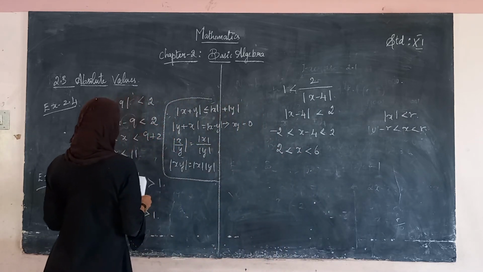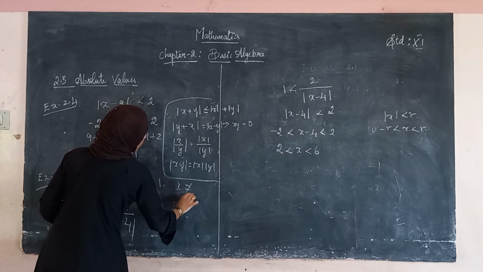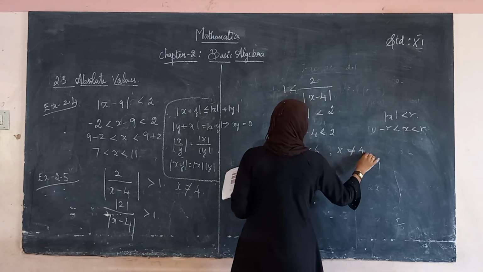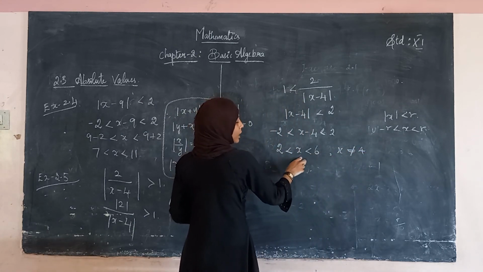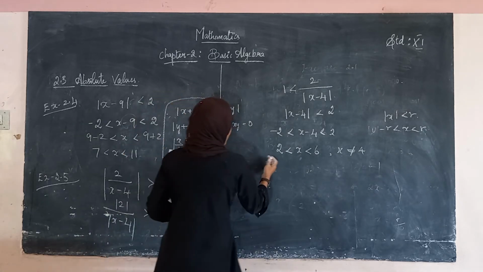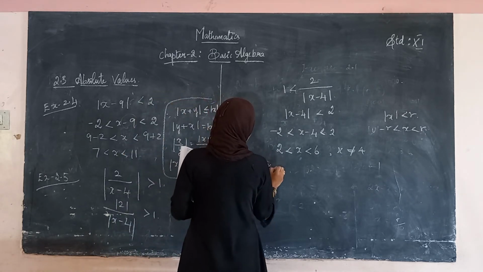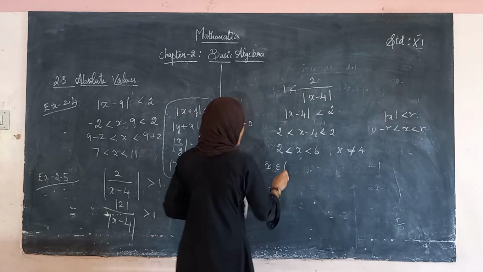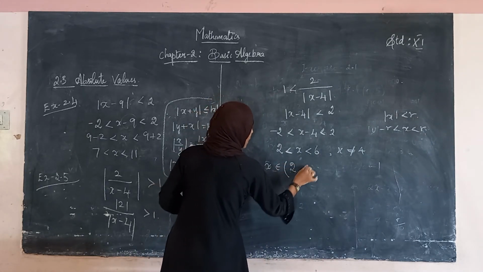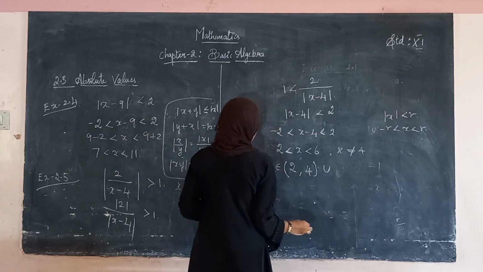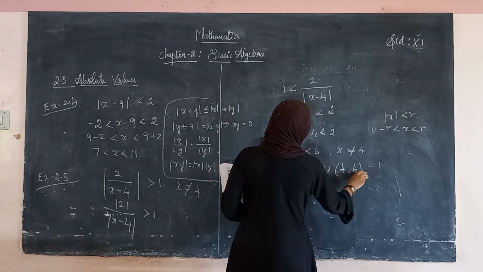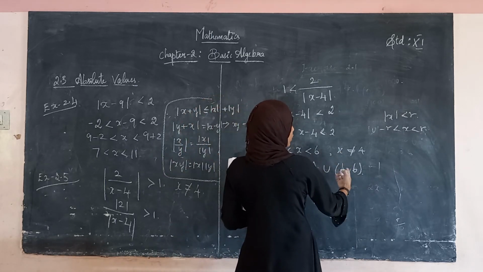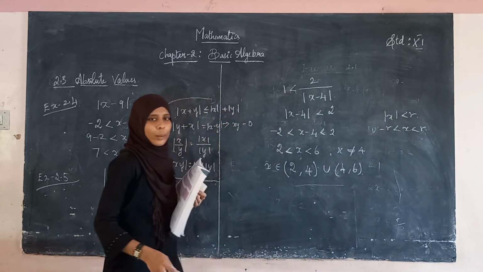Okay, but in your question they have given that x should not be equal to 4. There is a restriction that x should not be equal to 4. But here in this interval there is an element x equal to 4. Therefore, how can we write this? X belongs to, see, this is not less than or equal to, it is just less than. Therefore, we are using the open interval 2, 4 union 4, 6. What does that mean? The elements next to 2 and before 4, and here next to 4 and before 6. This is the required solution.